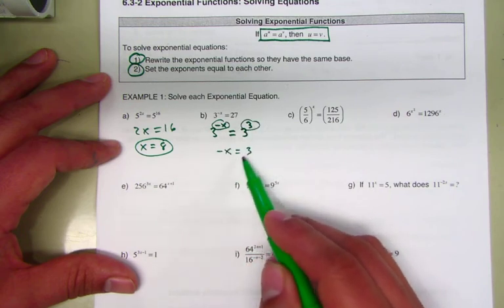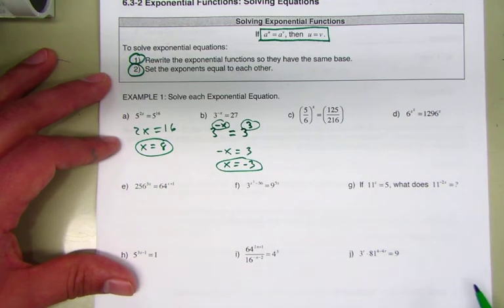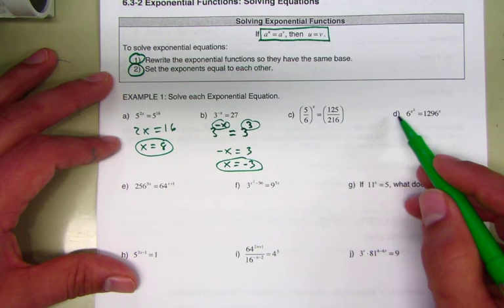Negative x must equal 3. In other words, x equals negative 3. Okay? Let's try this one over here.